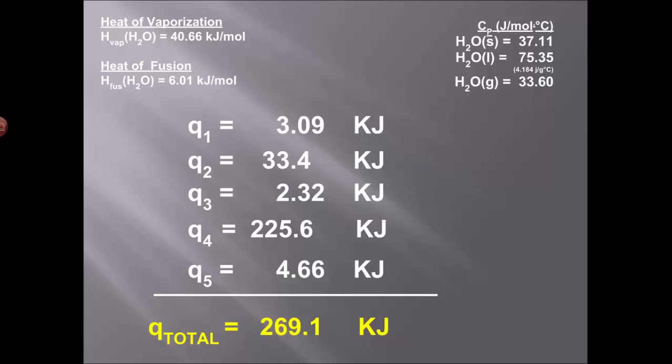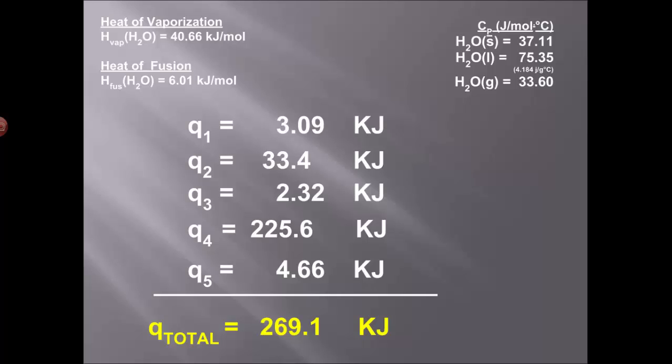So for Q1, this is the within a phase, within the ice phase, we had to raise the temperature from minus 15 up to 0. I got 3.09 kilojoules for that 10 grams. 10 grams is about 5.55 moles. For Q2, that's the fusion, that's the melting, 33.4 kilojoules. That's the number of moles times the 6.01 kilojoules per mole. For Q3, that's raising the temperature of 0 degree water all the way up to 100 degree water, so delta T is 100 degrees. The specific heat was given for liquid water at 75.35, and again we start with moles. And that came out to be 2.32 kilojoules.